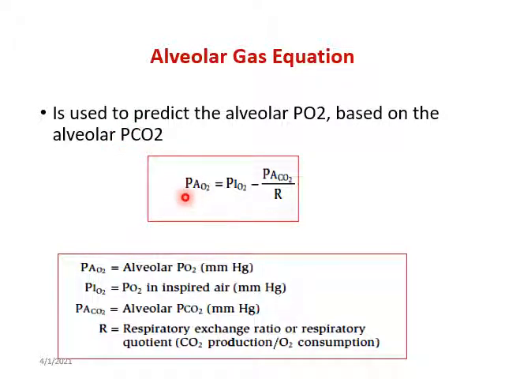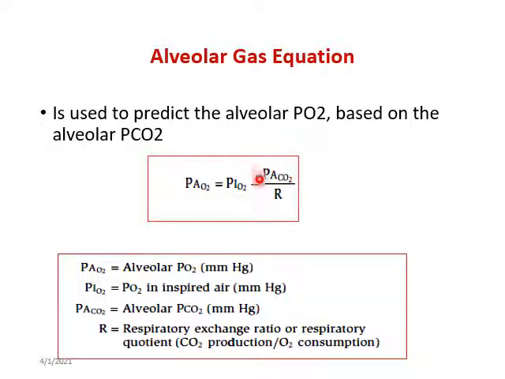So the equation states that the partial pressure of oxygen in the alveoli is equal to the fractional concentration of O2, or the partial pressure of O2 in the inspired air, PiO2, minus PaCO2, the partial pressure of CO2 in the alveoli, divided by the respiratory coefficient. The respiratory exchange ratio is usually the CO2 produced divided by the O2 consumed. Usually this is about 200 and this is about 250. So the RQ when we eat a mixed diet is about 0.8.